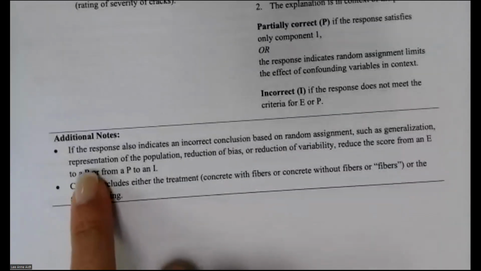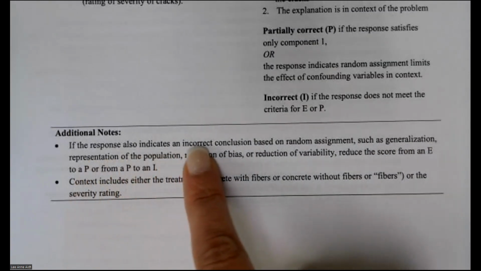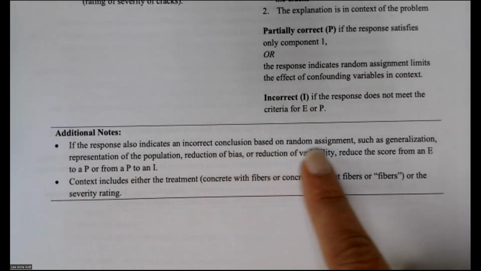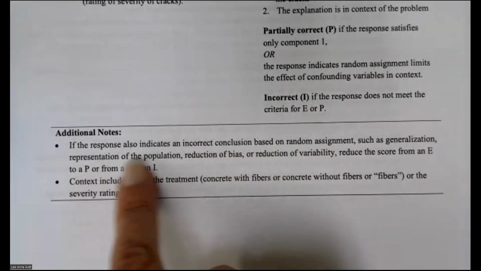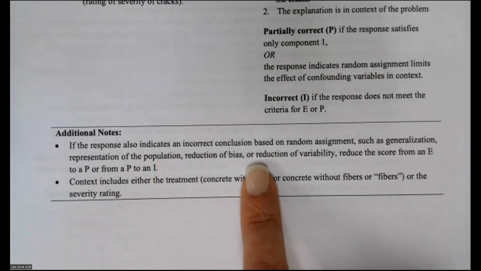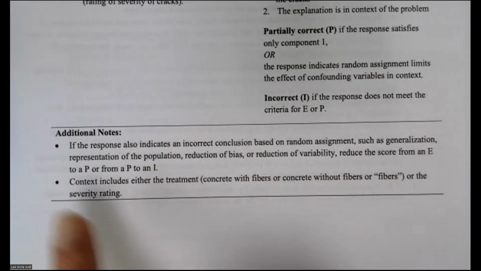Right here, it says, if the response also indicates the incorrect conclusion based on random assignment, such as generalization of the population, reduction of bias, reduction of variability, reduce the score from E to P or P to an I. Okay. So you get the context part. So you got a P. I'll just specify it's cause and effect. Experiments are cause and effect. Observational studies are generalization to the population.